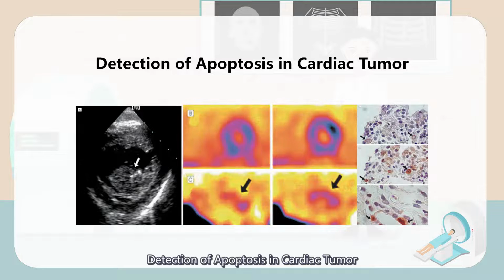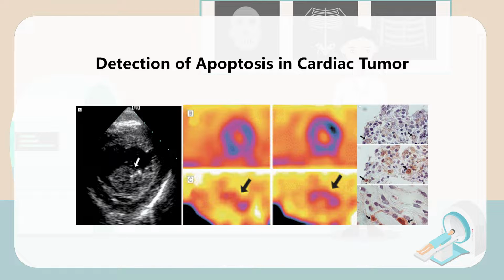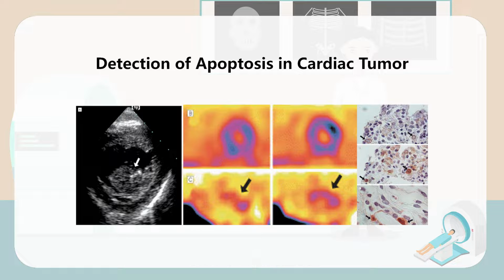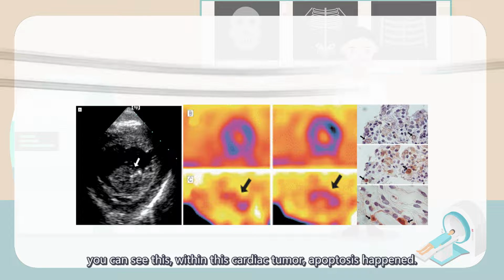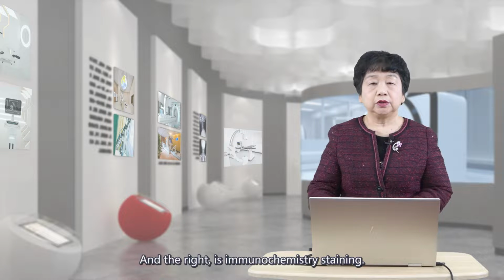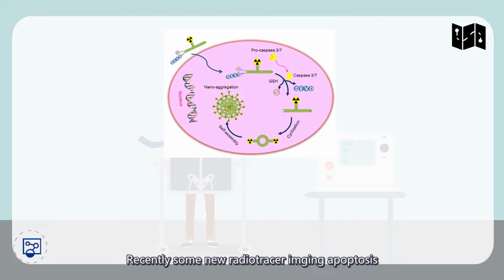A detection of apoptosis in cardiac tumor. Technetium 99m labeled annexin 5. This is a high affinity molecule for PS, which is expressed on the surface of the terminal stage of apoptosis. You can see this picture. Left one is ultrasound imaging, and the middle is nuclear medicine radioimmunoimaging. You can see within this cardiac tumor, apoptosis happens, and the right is immunochemistry staining. And recently, some new radiotracers imaging apoptosis-related molecules were discovered.